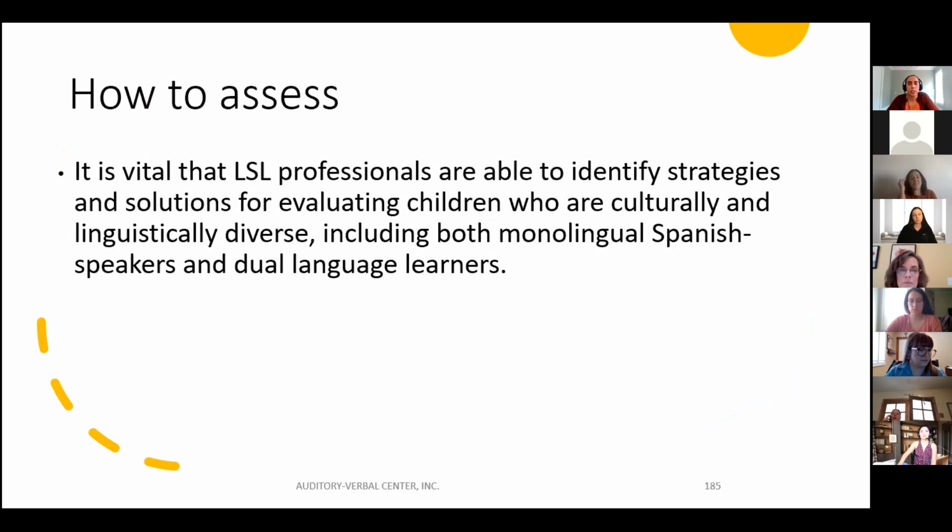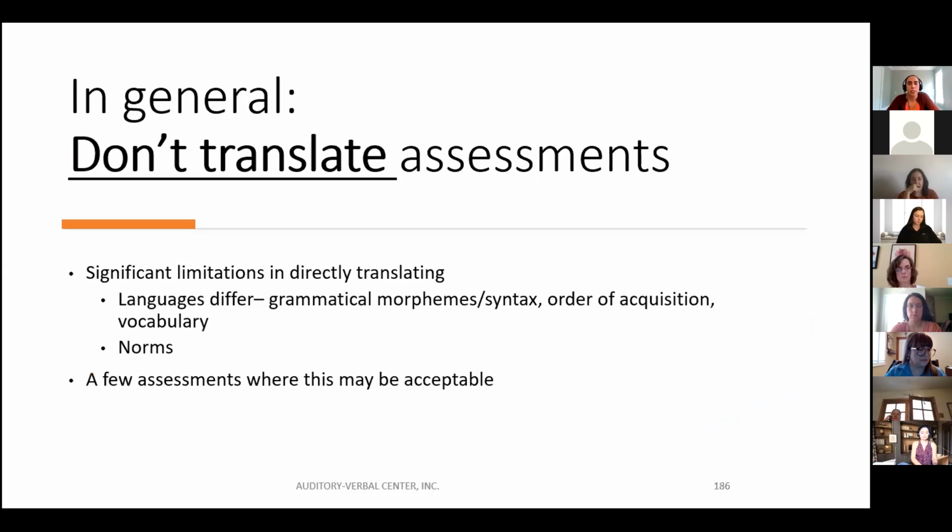Okay. So how to assess? It's important that as professionals, we're able to identify strategies and solutions for evaluating children who are diverse. We're going to talk both about monolingual Spanish speakers, but also dual language learners. And in general, don't translate assessments. There are significant barriers to translating assessments because the languages differ. You can't just take an assessment that was normed for English-speaking children and translate it into Spanish.